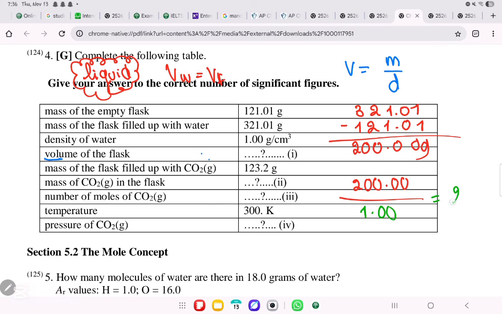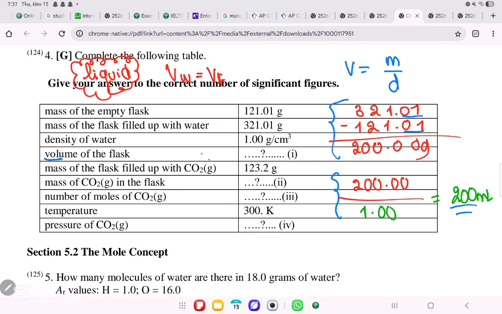I'm gonna get it to be 200 milliliters. Why didn't I put the 0.00? Because when we're doing addition and subtraction, you go based on the least number of significant figures. Same exact thing when it comes to division and multiplication. You always get your answer to the least number of significant figures. So between 5 and 3, 3 is the least, so our answer should have 3 significant figures, which is 200 milliliters.